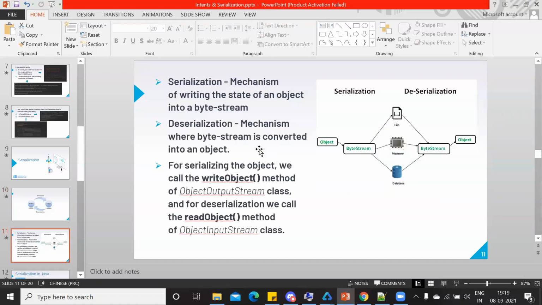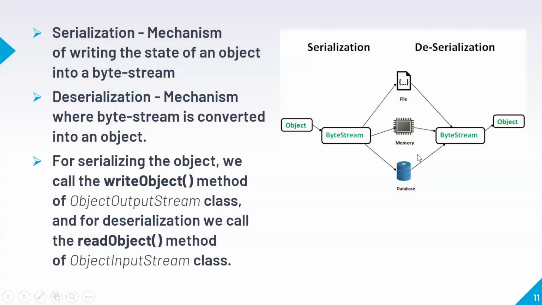Whatever I have explained is present in this slide. Serialization is a mechanism of writing the state of an object into a byte stream. Deserialization is a mechanism where a byte stream is converted into an object, exactly the reverse of serialization. So how do we do serialization? You can see in the picture. Let me enlarge it so that you get better clarity.